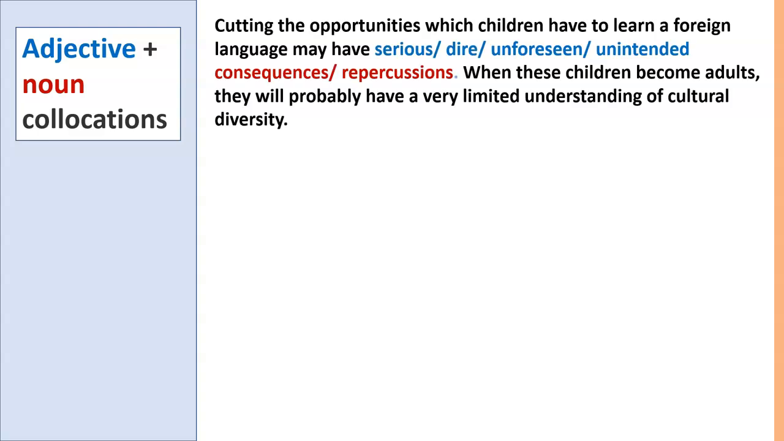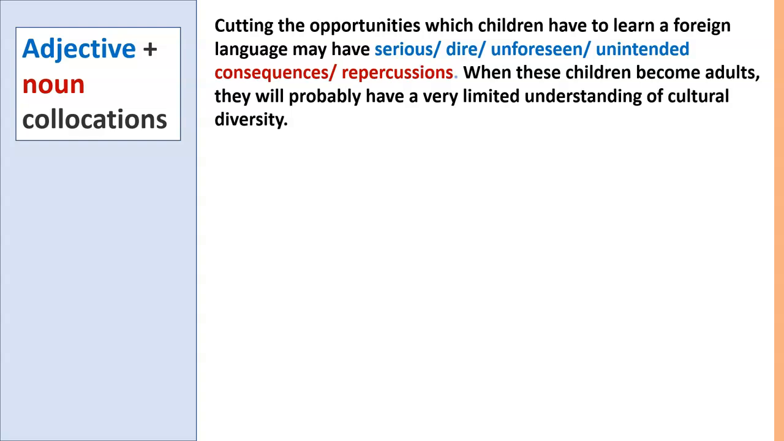Moving on to some more adjective noun collocations, and there are nice collocations with the nouns consequences and repercussions, which often mean results. So serious, dire can mean very strong and negative. Unforeseen are results which you didn't expect, and unintended are results which you didn't want. So all of these collocations work very nicely.